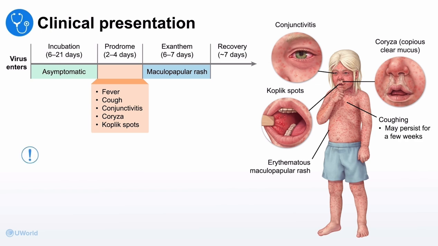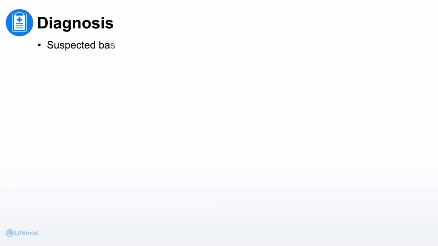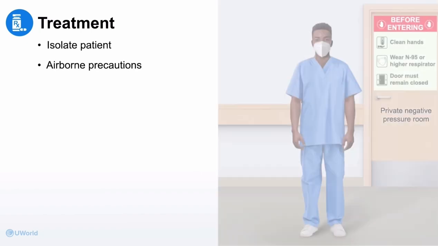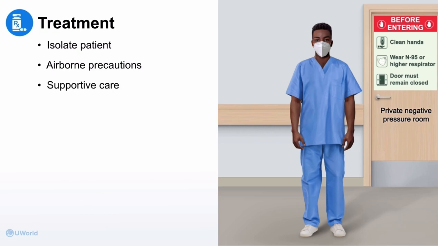Throughout the course of infection, patients are most contagious from the end of the incubation stage through the exanthem stage, usually about 5 days before and after the onset of the rash. The diagnosis is often suspected based on the characteristic symptoms, especially if the patient is in a region with outbreaks and lacks prior immunity. It can be confirmed with laboratory tests such as serology, viral culture, or PCR. Patients with suspected or confirmed measles should be isolated and placed on airborne precautions. Treatment usually involves supportive care, including fluids and antipyretic medications.